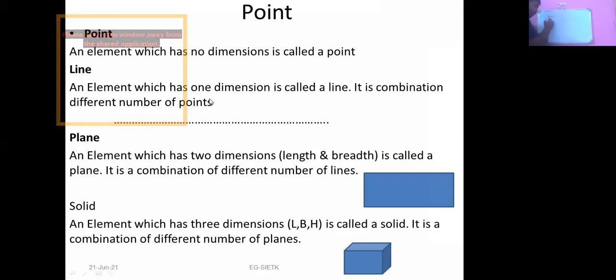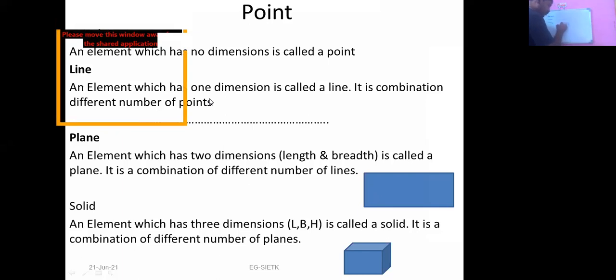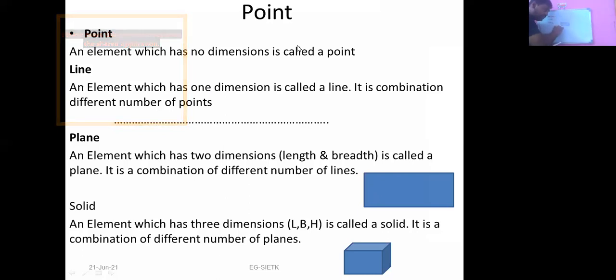When I'm talking about a plane, how am I going to define a plane? If I draw all these lines side by side, like this, I'm going to get a plane. This plane is nothing but a combination of different numbers of lines. It consists of two dimensions, length and width. Two dimensions are there, right?